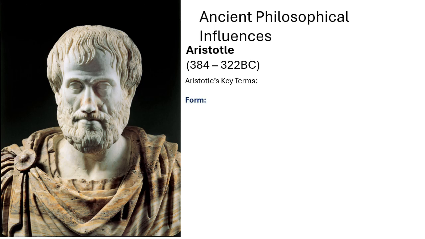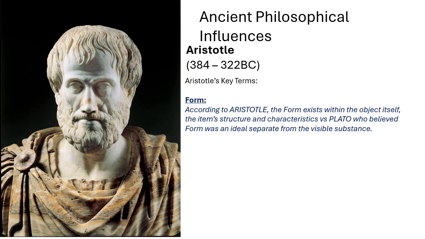But Aristotle's key terms then. So he borrows some of the same key terms as Plato, but it's important we know the difference because Aristotle uses them rather differently. So for Aristotle, the form exists within the object itself. So Plato believed the form of an object existed in the realm of the forms as an immaterial, perfect kind of floating spiritual reality somewhere up there or out there.